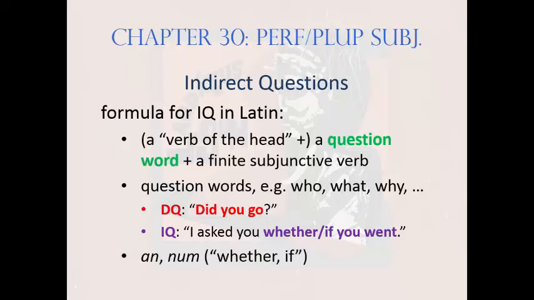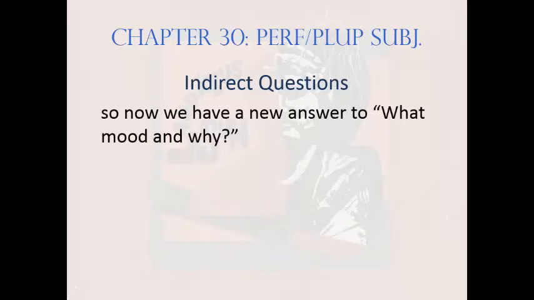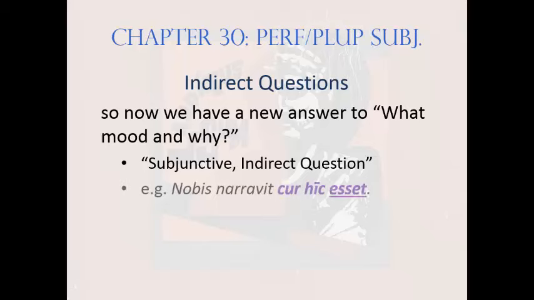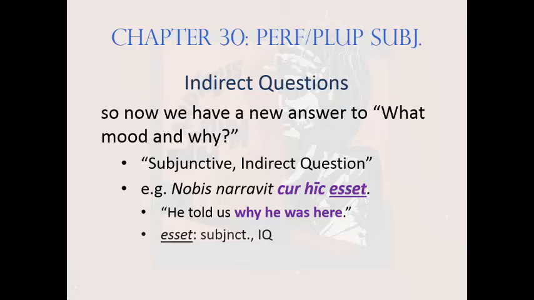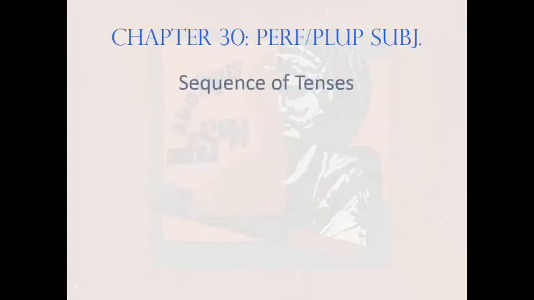Latin uses an or num, the counterparts of English whether or if. The upshot of all this is we now have a new answer to what mood and why. Subjunctive indirect question. So with a sentence like, Nobis narravit cur hic esset, meaning he told us why he was here, if I were to underline esset and ask you what mood it is and why, what would your answer be? Subjunctive indirect question.